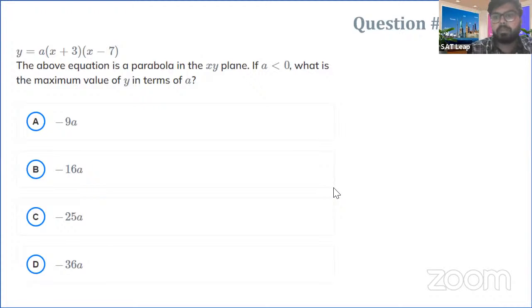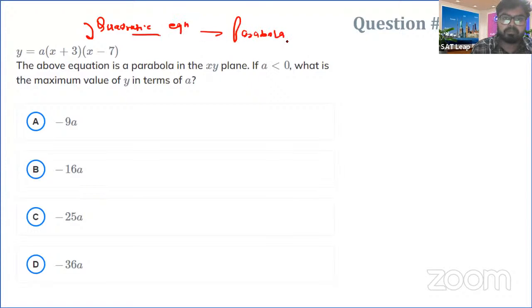So the proper approach by which we can do this SAT question is that, looking at the equation, it is very clear that it's a quadratic equation, because once you expand it, you get an x square term. So it's a quadratic equation, and a quadratic equation gives you a parabola. And a parabola can be of two types, which I'm repeating n number of times. It can be an upward parabola or a downward parabola.